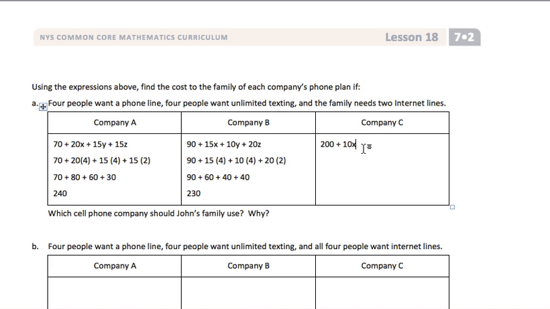And finally, with Company C, we'll have 200 for the flat fee plus 10 times each line. And we need 4 phone lines in this case, which would be 200 plus 40, which is 240. And when we evaluate which cell phone company John's family should use, in this situation, Company B would be the better value because it is slightly less money.